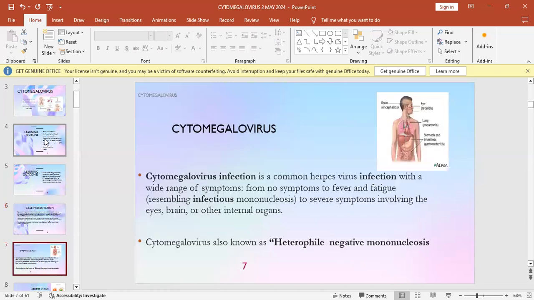Now, what is cytomegalovirus? Cytomegalovirus is a common herpes virus infection with a wide range of symptoms, from no symptoms to fever and fatigue resembling infectious mononucleosis, to severe symptoms involving the eyes, brain, or other internal organs. Cytomegalovirus is also known as heterophile negative mononucleosis.